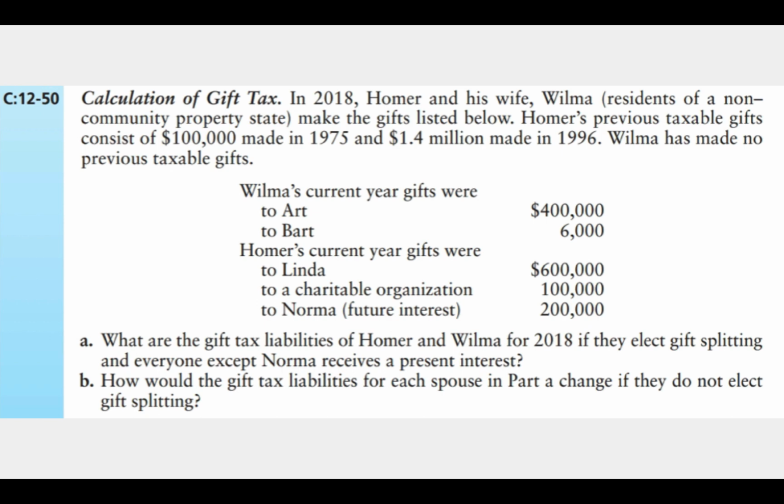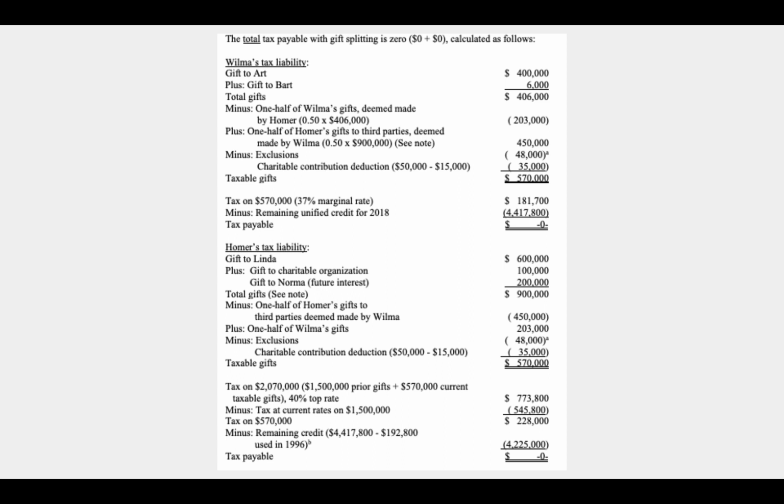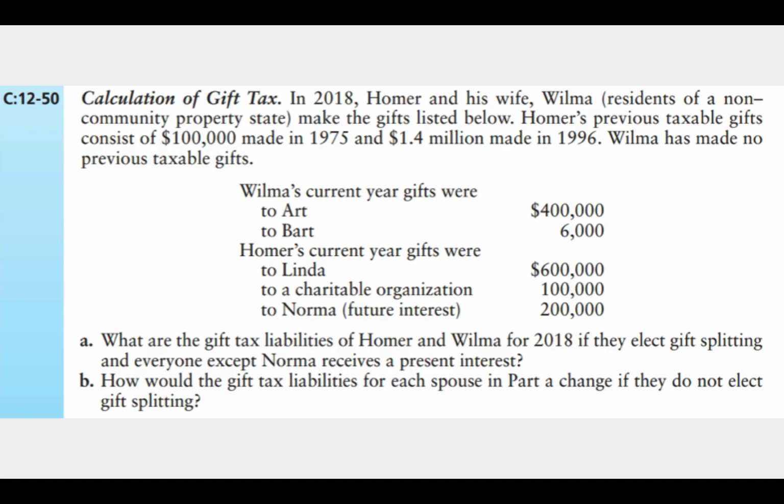Okay, so remember, gift splitting means we treat these gifts as if I made half and you made half, right? So Homer made half and Wilma made half of all of these. So for part A, we're going to compute Wilma's tax liability and Homer's tax liability separately. And it tells you at the top they don't have to pay any tax with gift splitting. But we'll first start with Wilma. So Wilma made a gift to Art and a gift to Bart. Remember, it told us that.